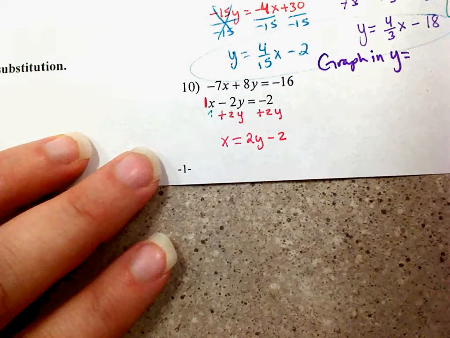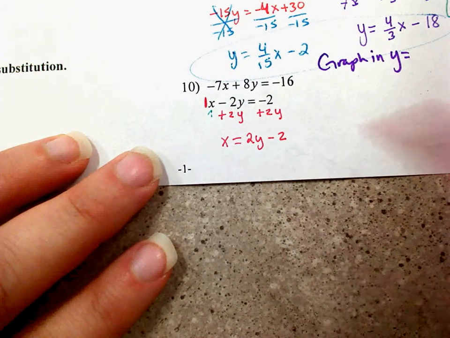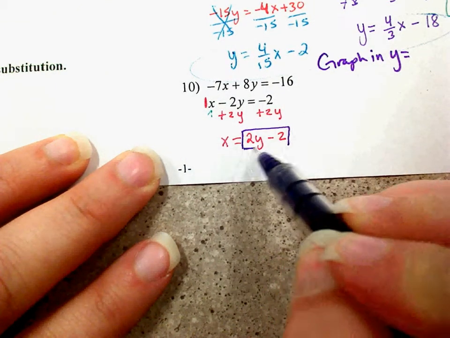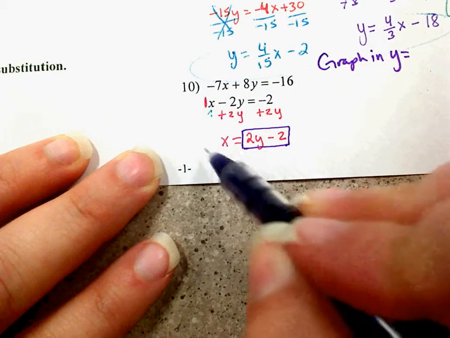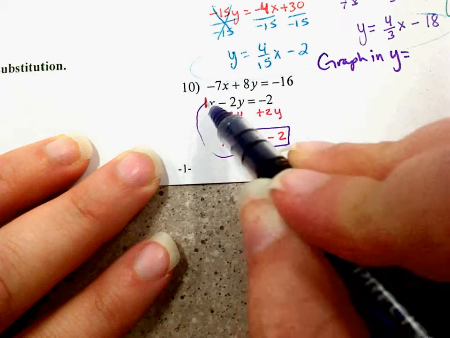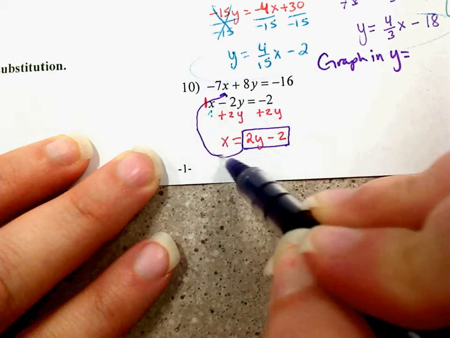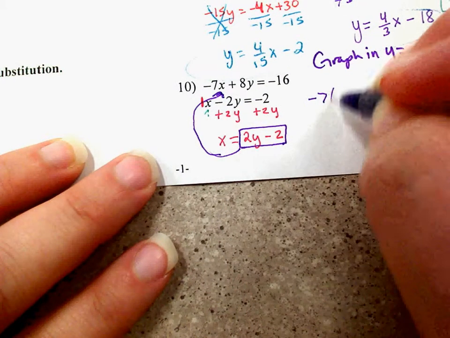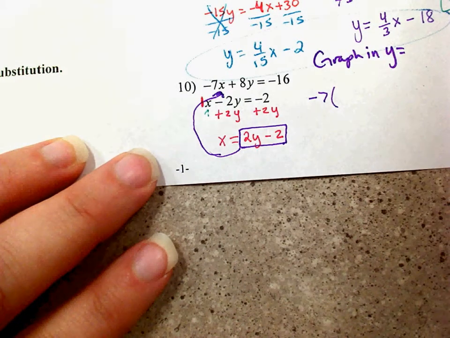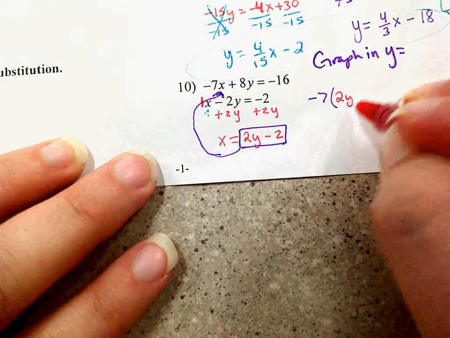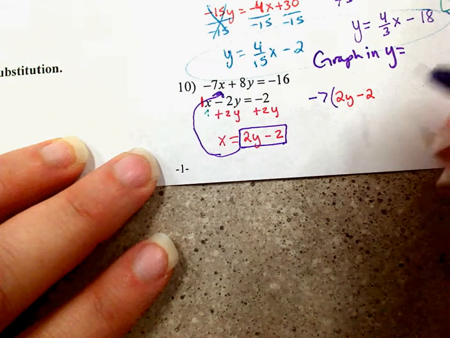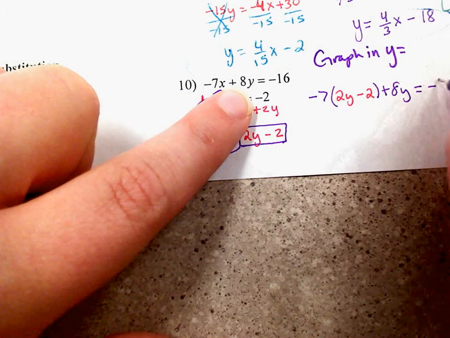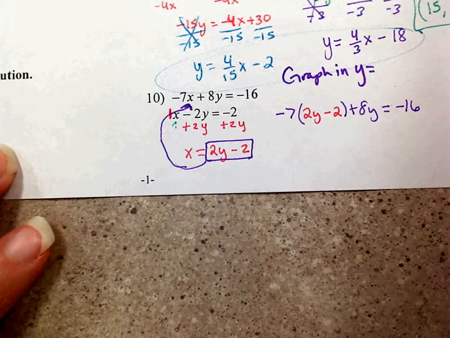Now guys, substitution means I take this and I substitute it in for what? For x into the other equation, right? So here's what I've got. A negative 7, but instead of x, I'm going to rewrite it as what? 2y minus 2. So that is my x, and then I carry on the equation. Plus 8y equals a negative 16. Now that is an equation that only has y's in it, so I can solve.